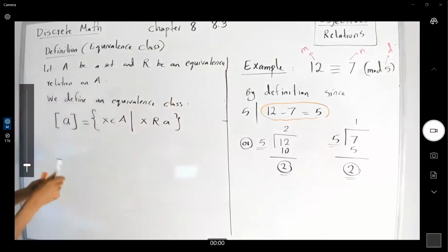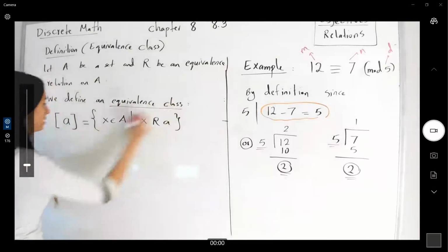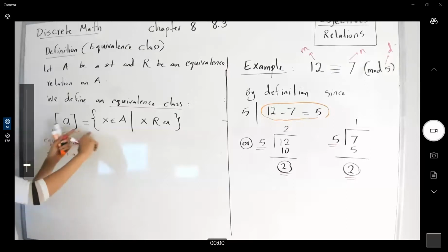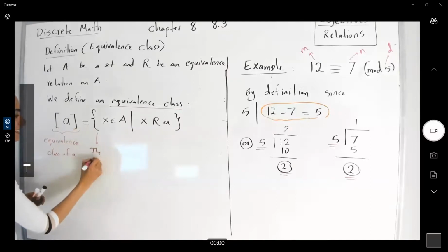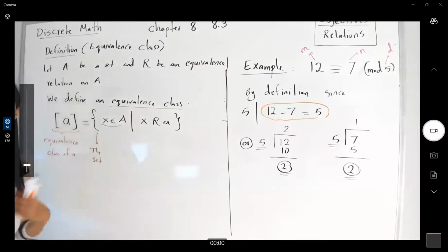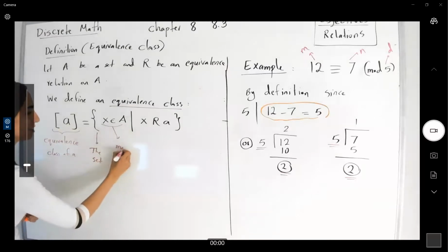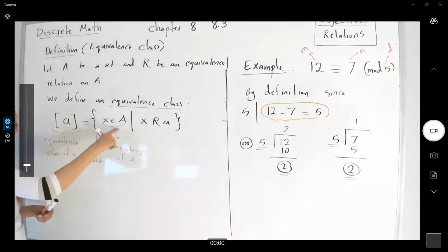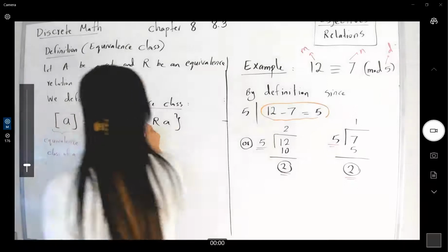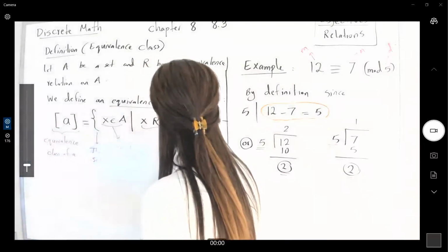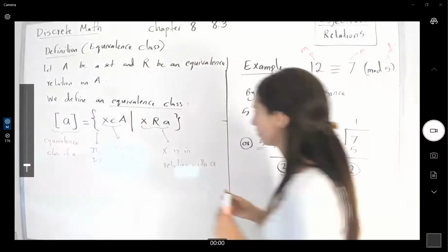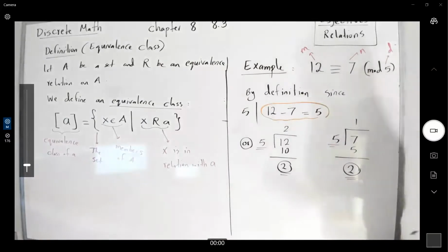So let us read it this way. The equivalence class of A is equal to the set of all elements in set A, members of A, such that those members are in relation with A. X is in relation with A. Okay, give us an example. What are you talking about?